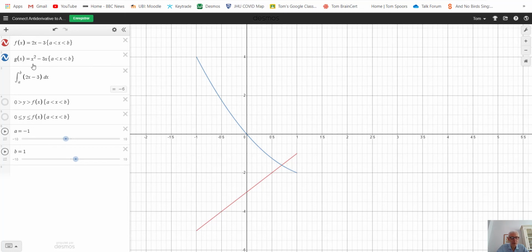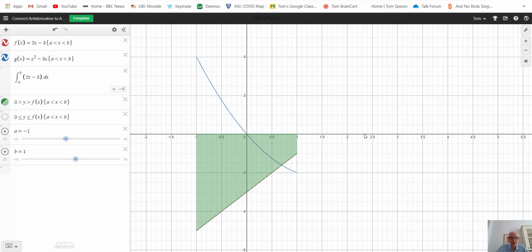So now we want to take a look at where we are shading. All of the shading that you can see there is below the x-axis. So all of that area is negative. So between a equals -1 down here and b equals 1, the area is negative because it's below the axis here.